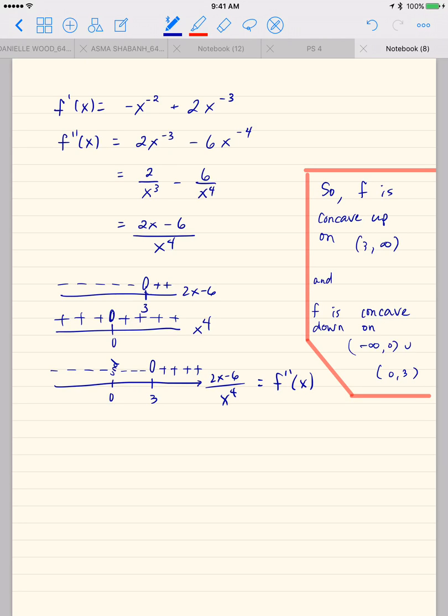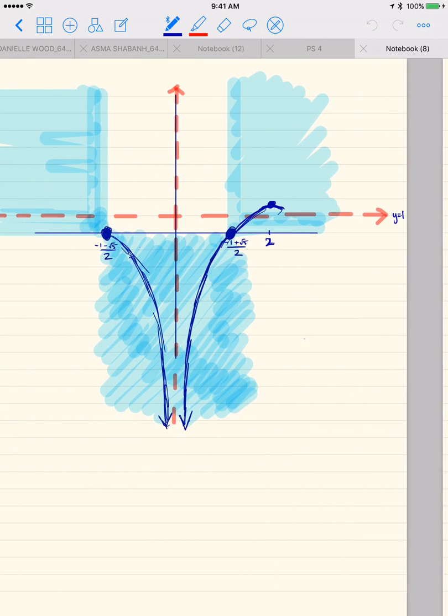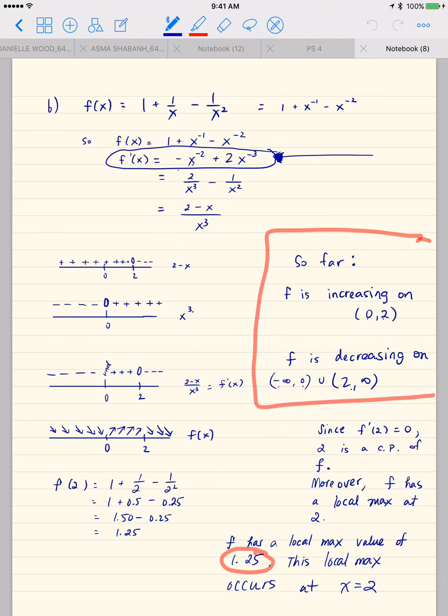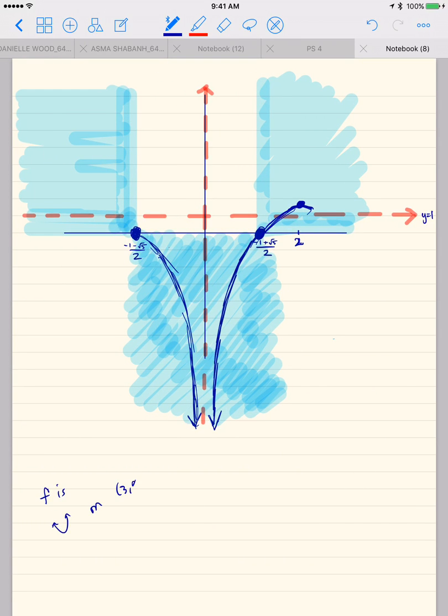Let's see if we can put this information into our graph. So f is concave up on 3 to infinity, and concave down on negative infinity to 0, union 0 to 3. Okay. So I need to put here a point for 3.